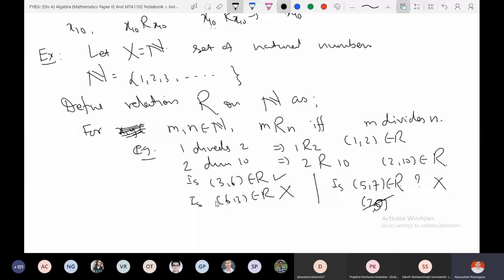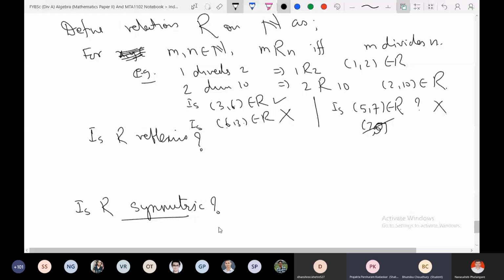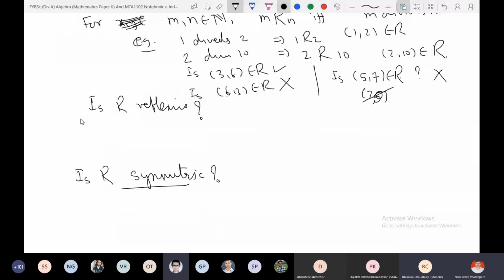So is this relation reflexive? Is R reflexive? Yes, it is reflexive. Is R symmetric? No. R is reflexive but not symmetric. Very good.